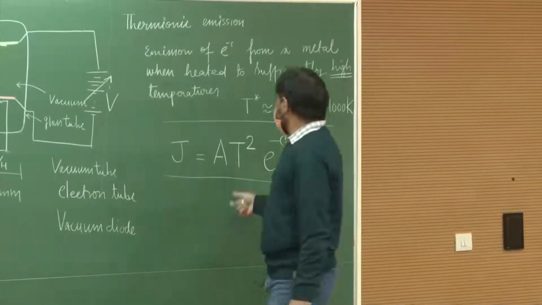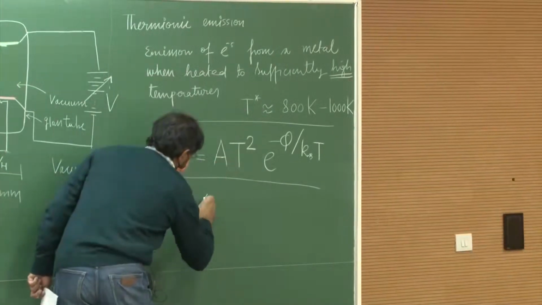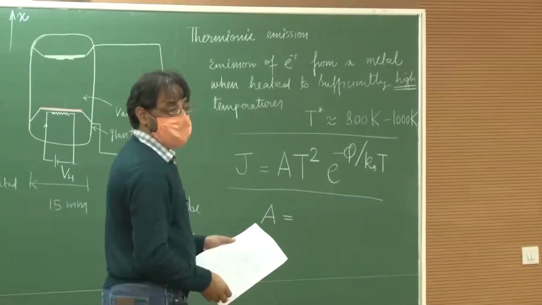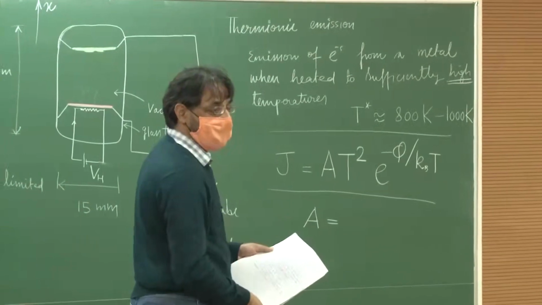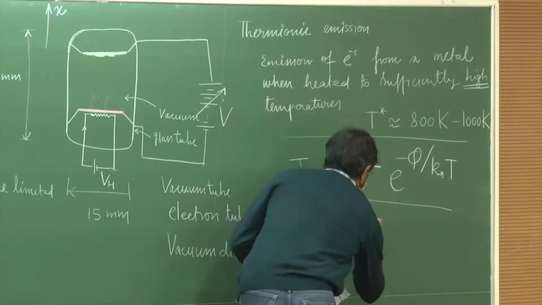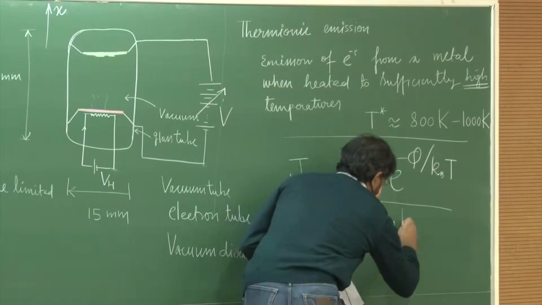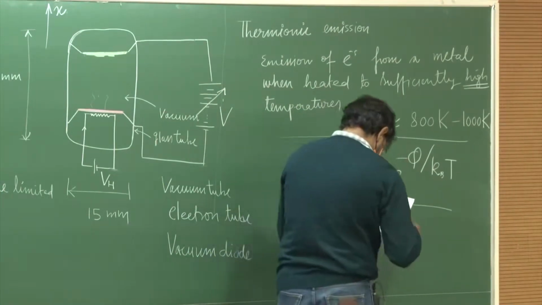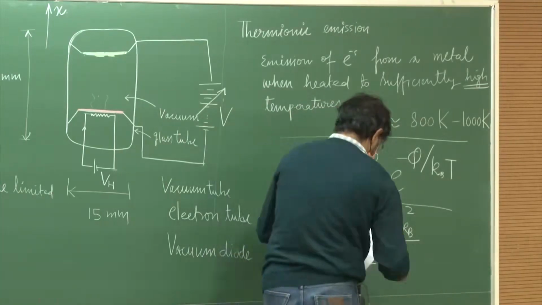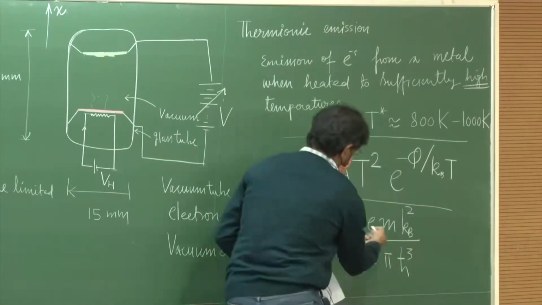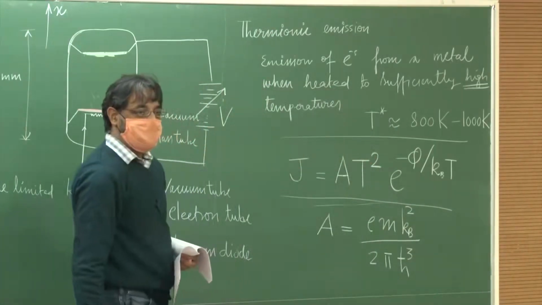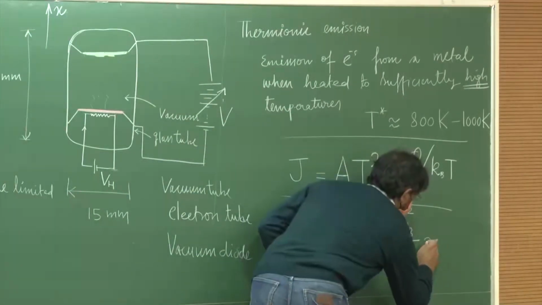And what is A here? A is some constant, and it turns out to be a constant which is independent of the metal that you are using. So, it depends on the fundamental constants once again. Let me first write down what is A. So, A is e, the charge of electron, times its mass, times square of the Boltzmann constant, divided by 2 pi h bar cube. So, you can see that it depends on fundamental constants, does not depend on material parameters, and this value will come out to be around 120.